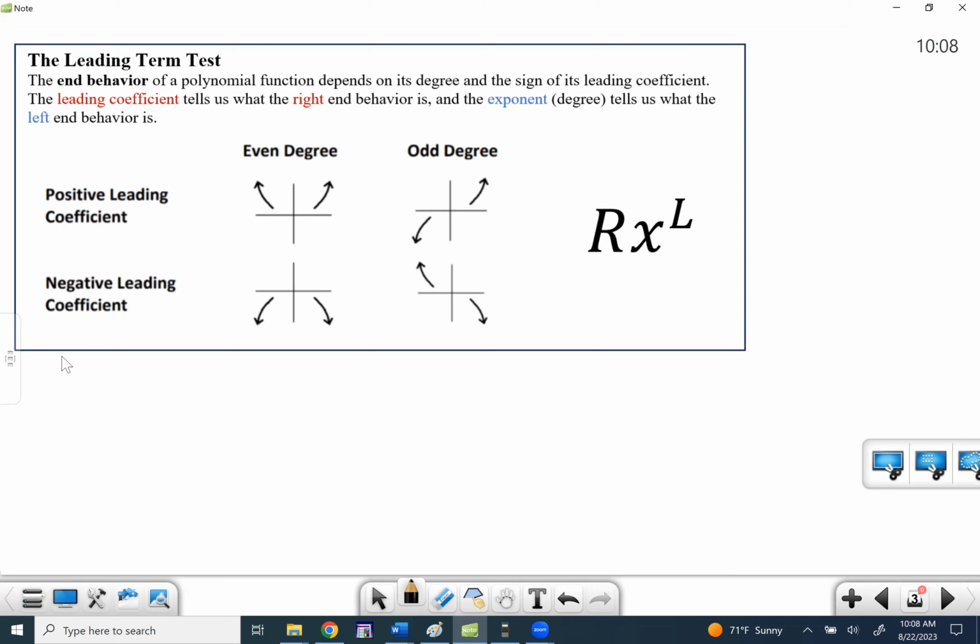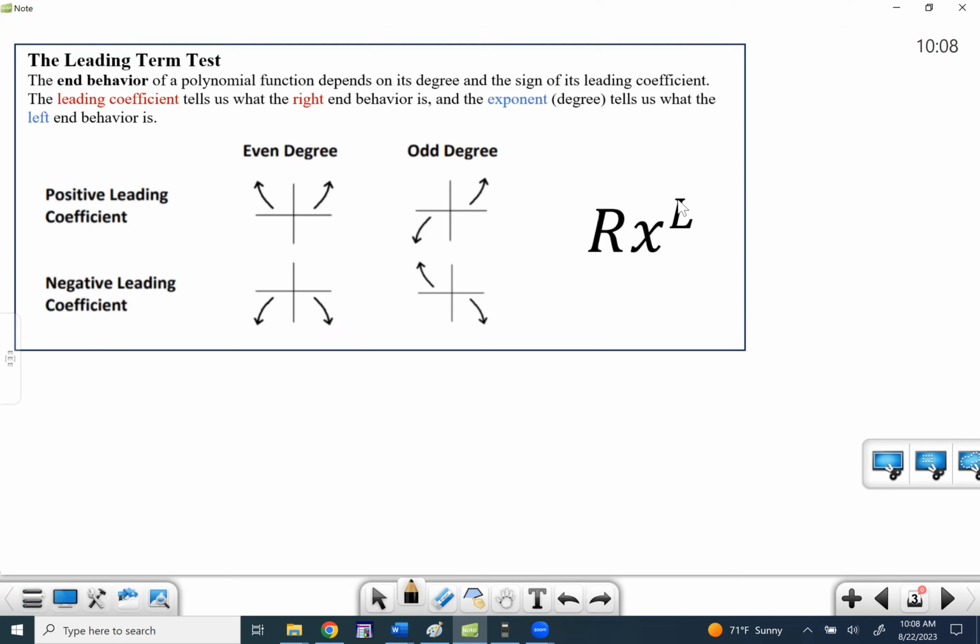If the leading coefficient is negative, then the right-hand side is going down. So the positive or negative out front tells us what the right is doing. And you always have to find that first, because the left depends on the right. You can't find the left first. You've got to know, okay, what's the right doing? And then the left will either do the same or the opposite, okay?